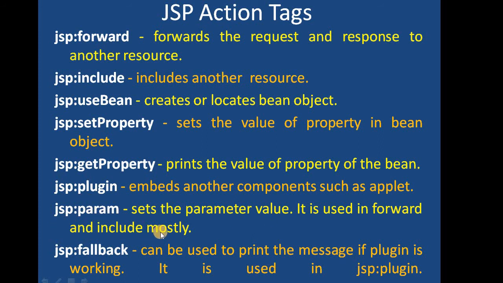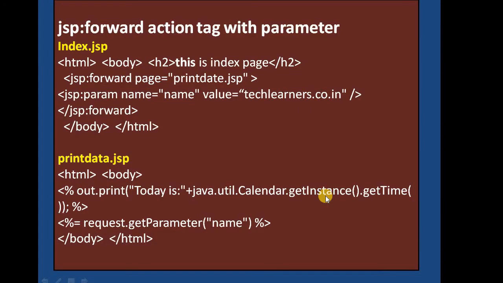It is used with forward and include; we can use this jsp:param. jsp:fallback can be used to print a message if the plugin is not working. It is used with the Java jsp:plugin. We also have jsp:attribute and other action tags.